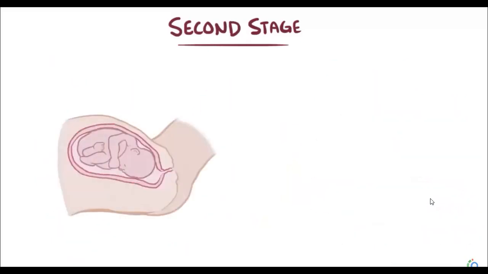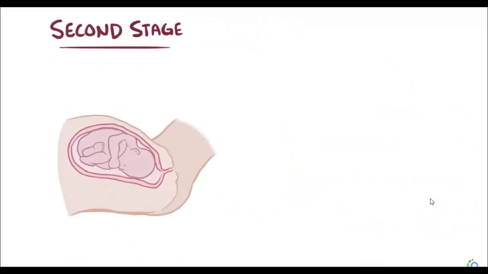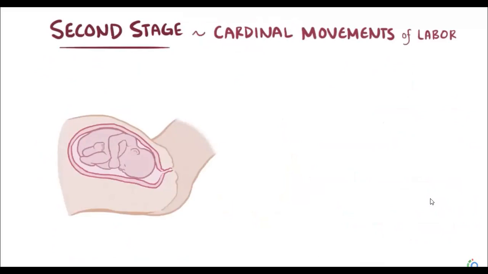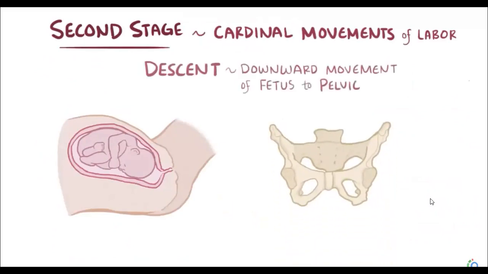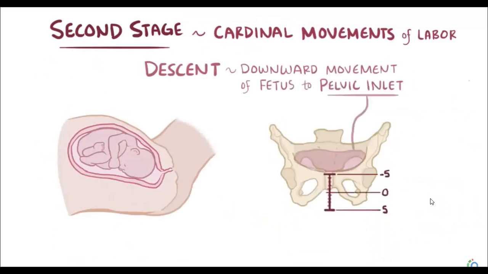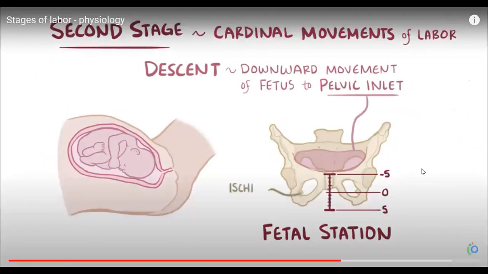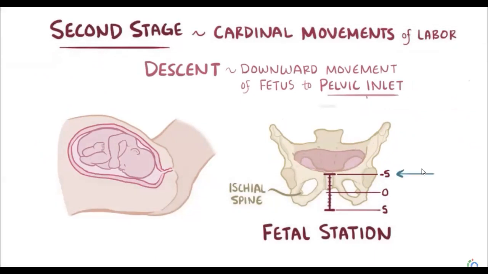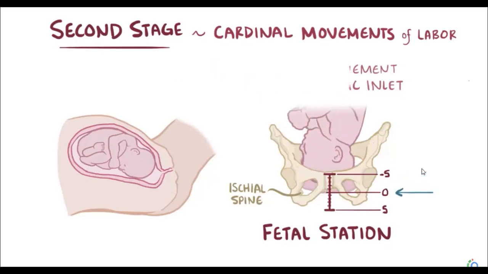To make it through the passage, the fetus makes several positional changes, which are called cardinal movements or mechanisms of labor. Initially, there's descent, which is a downward movement of the fetus into the pelvic inlet. The degree of descent is called the fetal station, which is described in terms of the relationship of the presenting part to mom's ischial spines. The fetus moves from the pelvic inlet, which is at about -5 station, down to the ischial spines, which is station 0, and this position is called engagement.